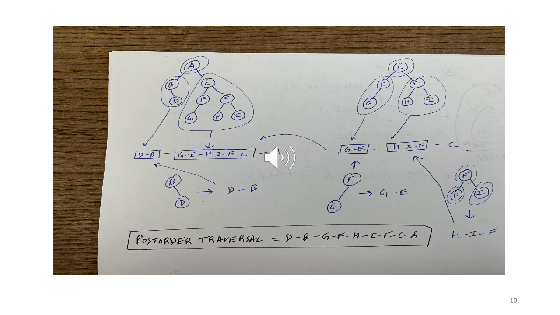Note again, for a single node D, the left and right child nodes are null. So if we do the left subtree, which is null, then we do the right subtree, which is also null, and then we do the root, which is D. Okay. So now we fill that, and we get D followed by B. Okay. So now we need to fill the second box.